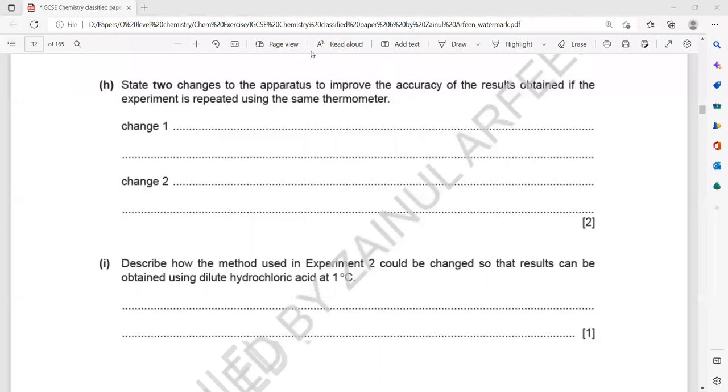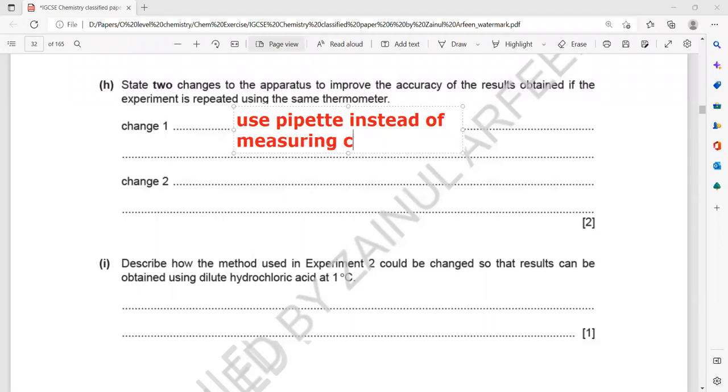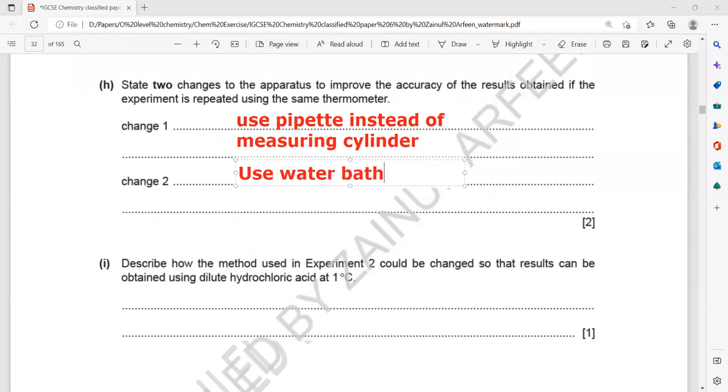So the two changes in the apparatus: use a pipette instead of a measuring cylinder, as it will be more reliable, more accurate. And the second thing, use a water bath to maintain temperature, as we are supplying heat energy from outside, or we want to make it warm, or at a fixed temperature. If the reaction is taking place inside and releasing energy and we don't want the heat energy to escape, then we will use a polystyrene cup.